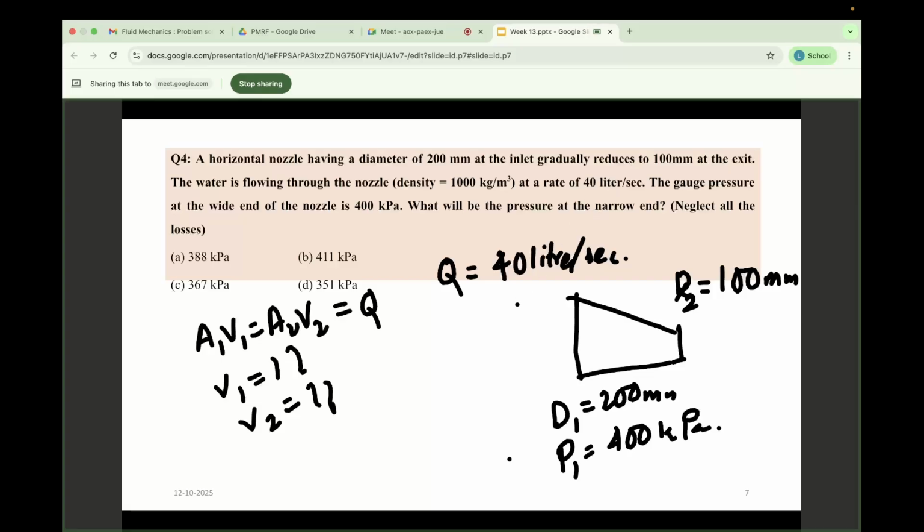And one more thing, listen: convert liter into meter cube. 1 liter means 10 to the power minus 3 meter cube. So I can write 10 to the power minus 3 meter cube per second. Now you can easily calculate.